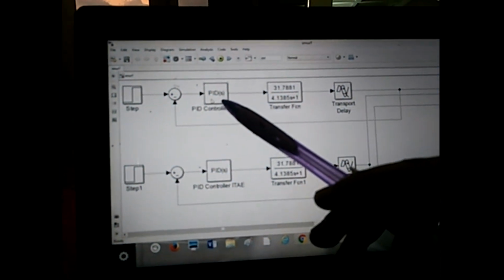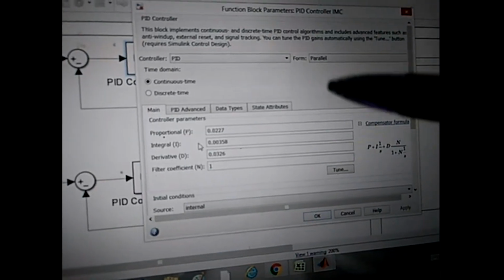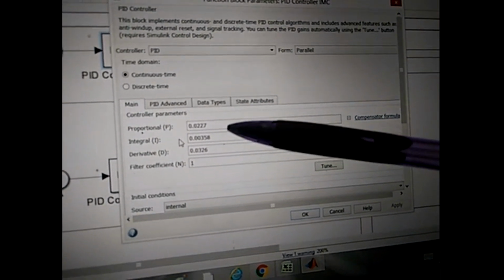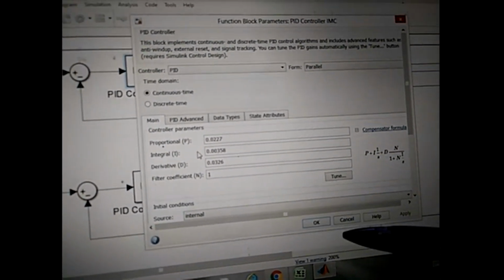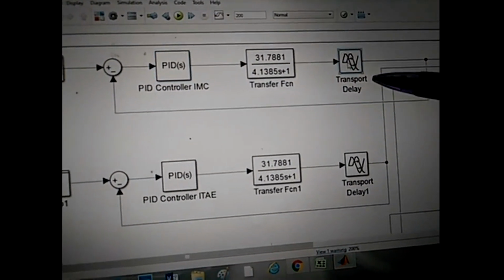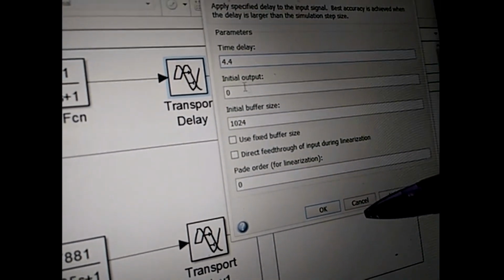As you can see, we get our PID value from the calculation. We key it into our PID controller in the Simulink, and then we click OK. After that, the time delay should be 4.4. It is 4.4, and then OK too.